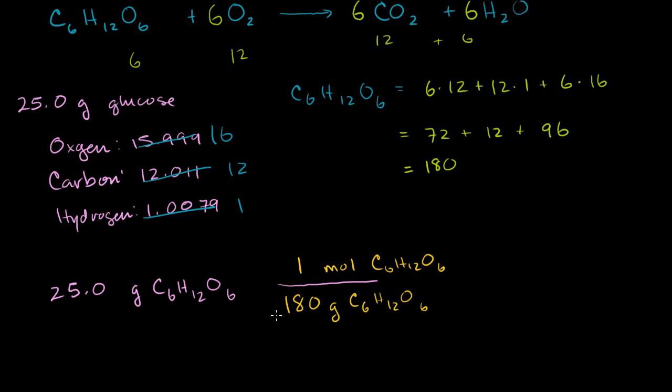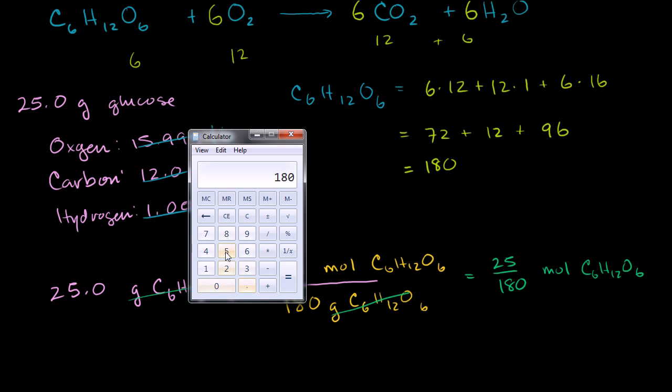So let's just perform this calculation. These units cancel out with those units. And so we just take 25 times 1 divided by 180. So this is equal to 25 over 180. And all we're left with in units is moles of C6H12O6, or glucose.